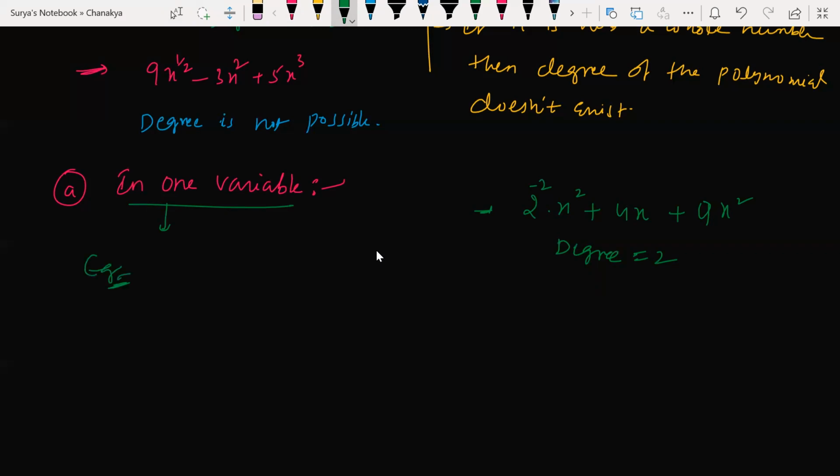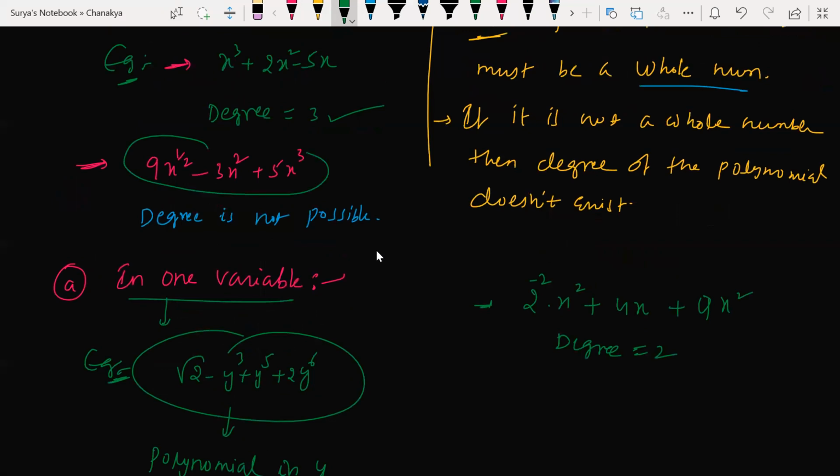For suppose you have root 2 minus y cube plus y to the power of 5 plus 2 into y to the power of 6. So this polynomial is in y, correct? This is a polynomial in y. Now what is this? This is a polynomial in x, isn't it? Polynomial in x.